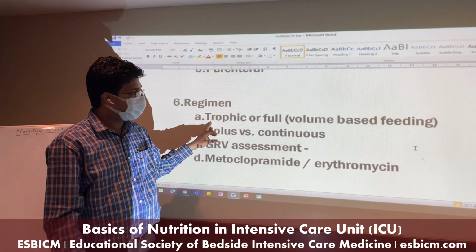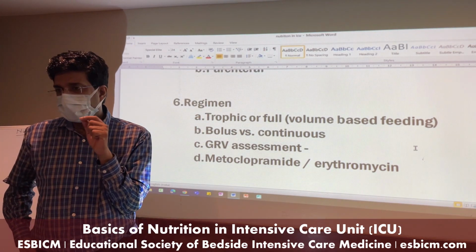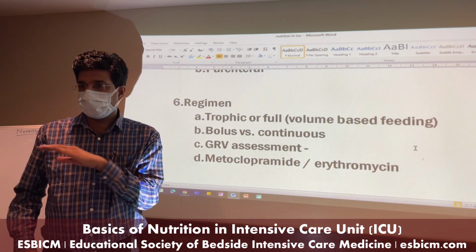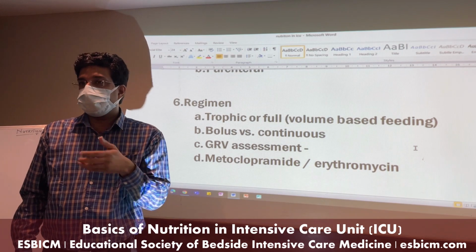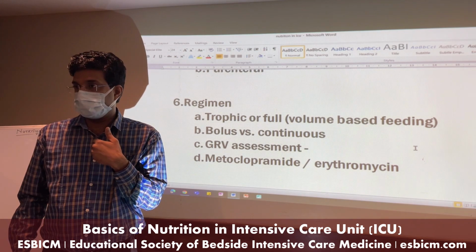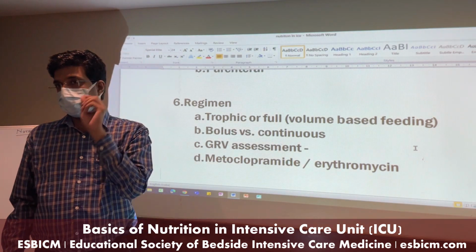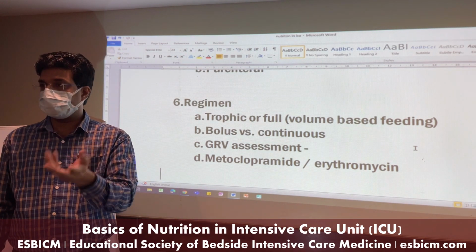Full means from day one, from the first feed, you start with the full feeding. It depends, but the literature says that if you are deciding to feed the patient and there is no contraindication, straight away start with the full feed. Just because I'm in the ICU doesn't mean I have to starve for 2 3 days. Give me the food which I require. If the patient is good enough, no contraindication, start with full feeds.